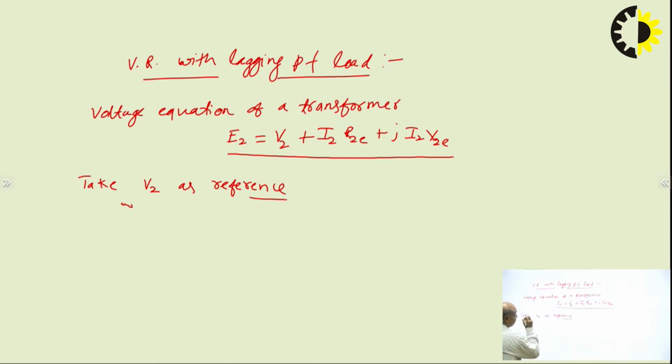Suppose we are taking lagging power factor load, and suppose the power factor angle is phi 2. What does it mean? It means that our load current will be lagging the load voltage by an angle phi 2. This is the meaning of power factor angle phi 2. Taking V2 as a reference, we can draw now the phasor diagram. Suppose we are taking V2 like this. This is our V2.